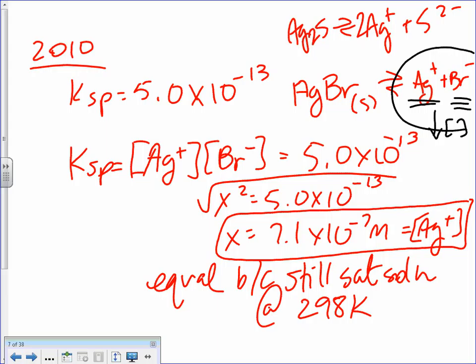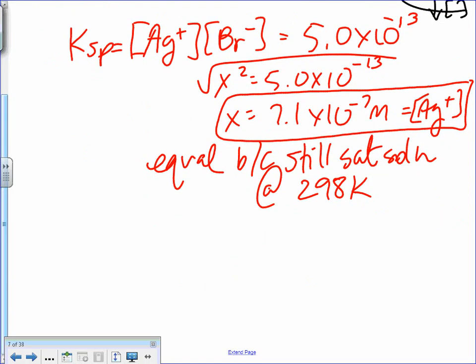Part D: calculate the minimum volume of distilled water in liters necessary to completely dissolve 5 grams of silver bromide. And they give you the molar mass. Tell me how to start. So what's our question here? What are the units it's looking for? Liters, right? Liters of solution or liters of water? Water. Okay. We're going to assume most of this solution is water, it's really very dilute. What's our starting point then?